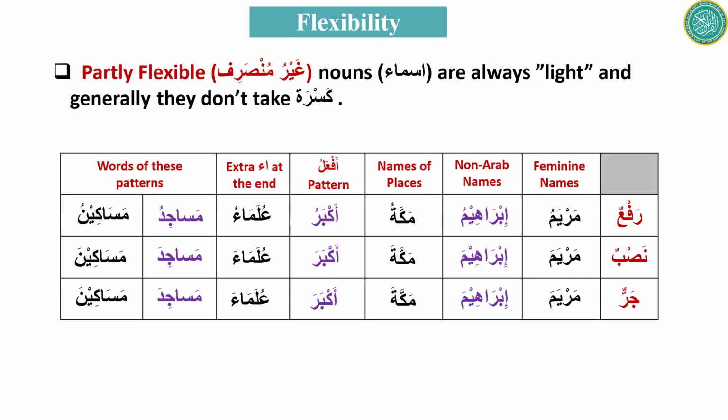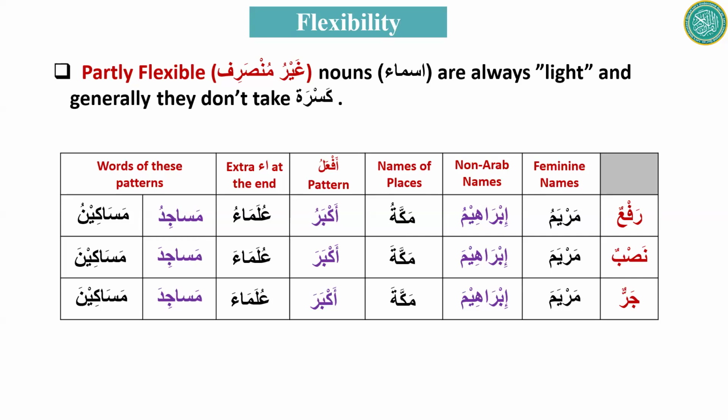Masajidu, rawasiyu. Masajidu means mosques. Rawasiyu, like mountains, big mountains. Madarisu, schools. Darahimu, it's a plural of dirham. So you see, there is no meem at the start. So meem doesn't have to be at the beginning, but it has to follow the pattern. Masajidu. It should sound like this. If it is the case, then it will be partly flexible.